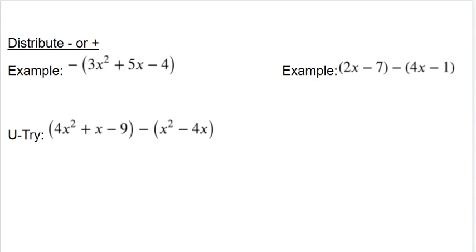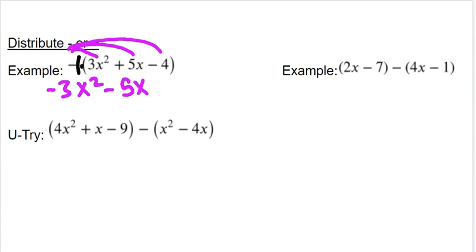Let's look into distributing a negative sign or a positive sign. It could be also subtraction or addition operation. First example, I have negative in front of a parenthesis. That means a negative 1 is being multiplied with this entire group. So I will take negative 1 and distribute negative 1 into the parenthesis and multiply with each term. Negative 1 times 3x will become negative 3x squared. Negative 1 times 5x would be negative 5x. Negative 1 times negative 4 will become positive 4.